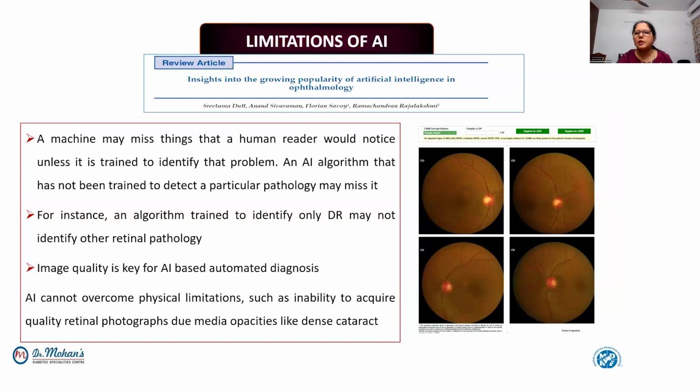We need to remember whenever we use AI that the AI may miss things that a human reader may notice. Suppose an AI is trained only to identify diabetic retinopathy, it may not identify other retinal pathology unless it is already trained to identify that particular pathology. So image quality also becomes very important for AI. If the image quality is poor, particularly with cataract, or the focusing is bad, the AI may sometimes not be able to provide the appropriate output.